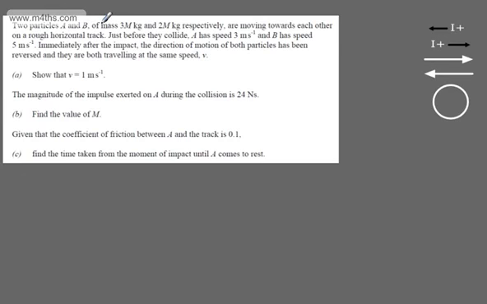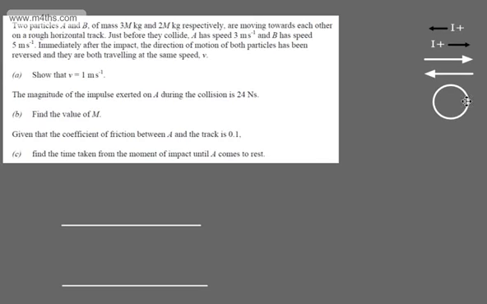Immediately after the impact, the direction of motion of both particles has been reversed and they're both travelling with the same speed, which is v. In part A, we need to show that v is equal to 1 meter per second. So this is a conservation of linear momentum problem. If we do a before and after sketch, we can show that v is going to be equal to 1.